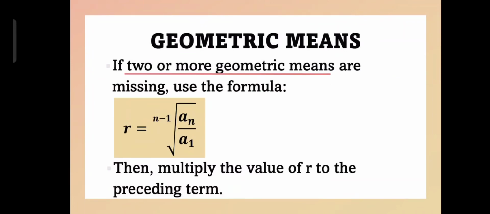Now, if two or more geometric means are missing, first, we need to find the value of the common ratio represented by letter R, then multiply its value to the preceding term. Formula for common ratio is R is equal to the n minus 1 root of a sub n over a sub 1, where n is the number of terms, a sub n is the last term, and a sub 1 is the first term. This formula was derived from the original geometric formula.